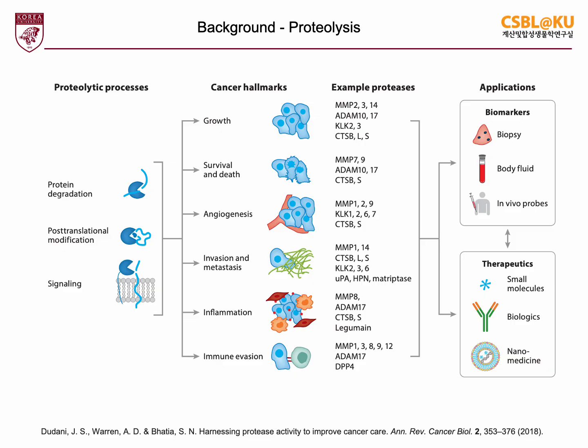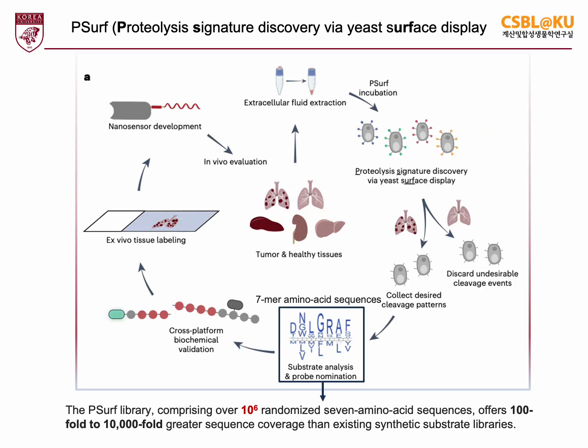However, most existing methods either analyze purified recombinant proteases or map endogenous cleavage events, so they do not directly identify synthetic substrates that function in real tissue contexts. So this paper addresses that gap by developing PSURF, a yeast surface display platform that screens protease-sensitive peptide substrates directly in tissue samples and then uses the selected substrates to build tumor-activated imaging and urinary biosensors.